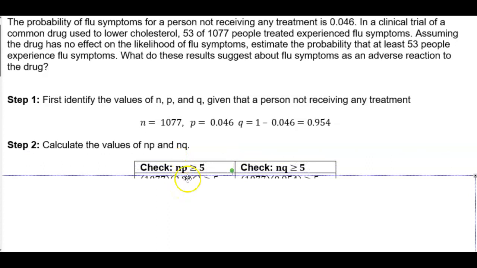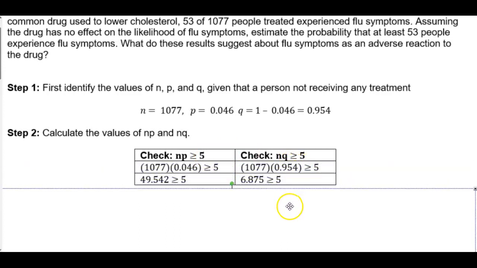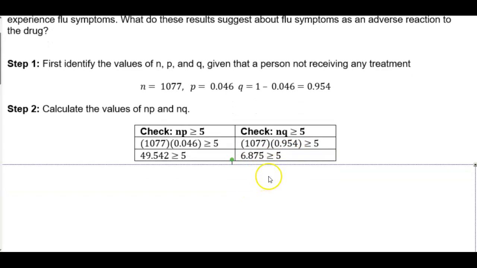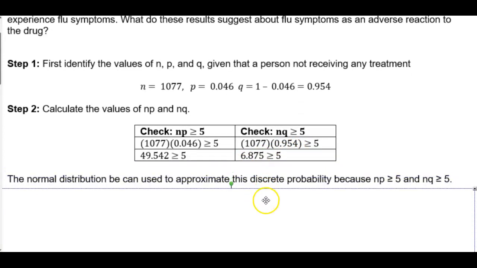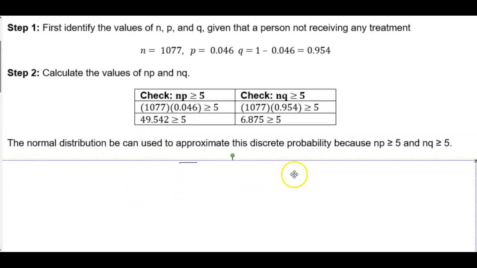Well, recall that n times p has to be greater than or equal to 5, and n times q has to be greater than or equal to 5. So n is 1,077 times p, which is 0.046, gives us 49.542, which is greater than 5. 1,077 times q, which is 0.954, gives us 1027.458, and that is also greater than 5. Therefore, the normal distribution can be used to approximate this discrete probability.